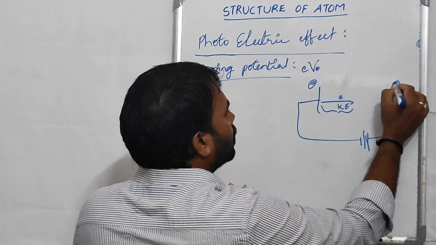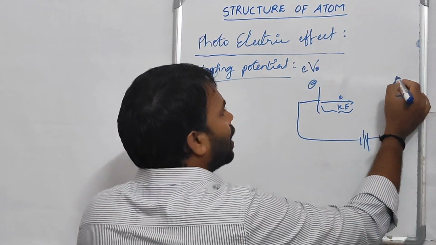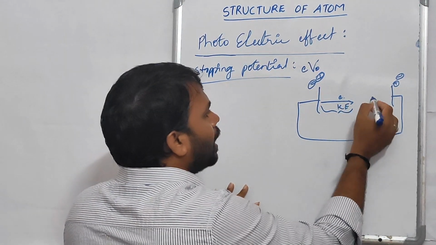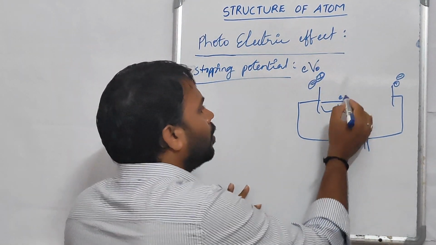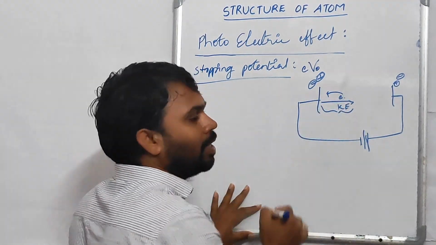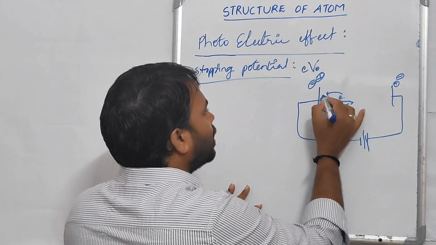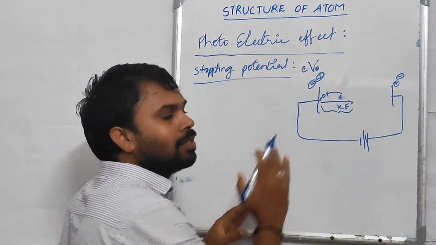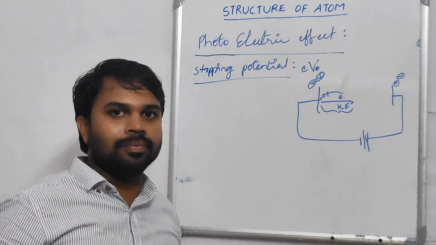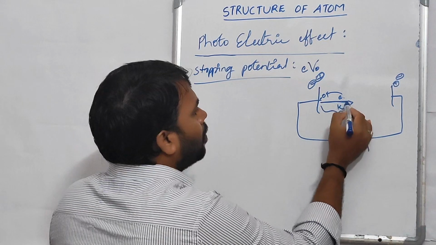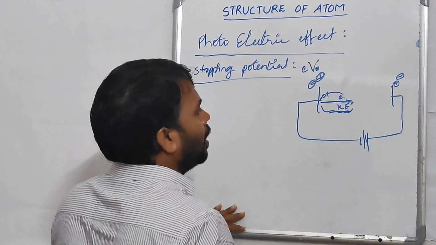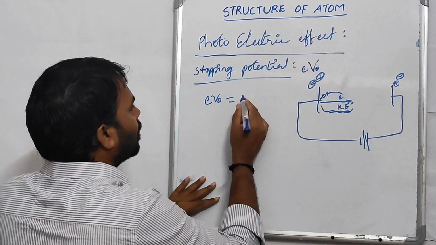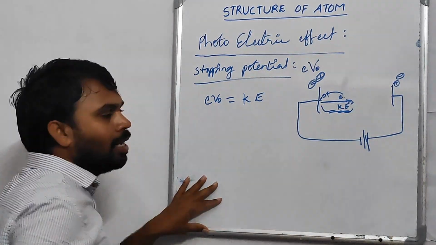Initially this is negative, this is positive charge. Now I am changing this charge to negative and this to positive. Immediately this electron experiences some repulsion, due to which it moves towards the backside. When this electron reaches here, that is the minimum potential required to stop this photoelectric current. This minimum potential is equal to the kinetic energy. So e V0, stopping potential, is equal to kinetic energy.